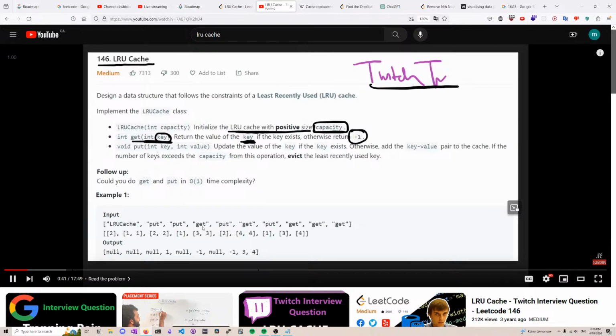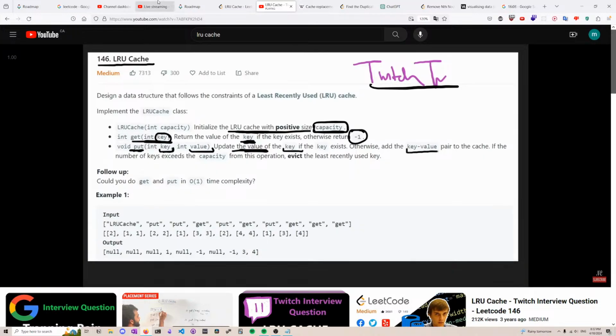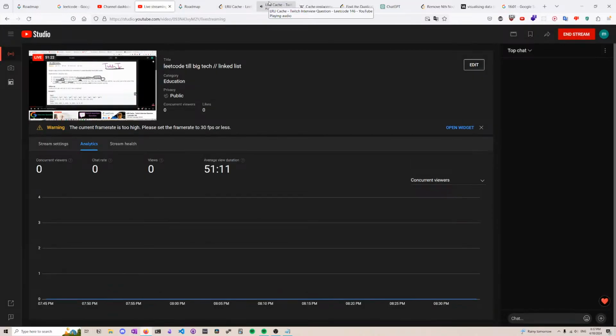And if we're getting values, we also need to be able to put values into the cache. We're putting them in based on key value pairs. And there's a lot of edge cases, and they explain a bit of them to us. If the key already exists in the cache, then we just want to update the value. If it doesn't already exist, then we're inserting it for the first time, so we can put that key value pair into the cache.